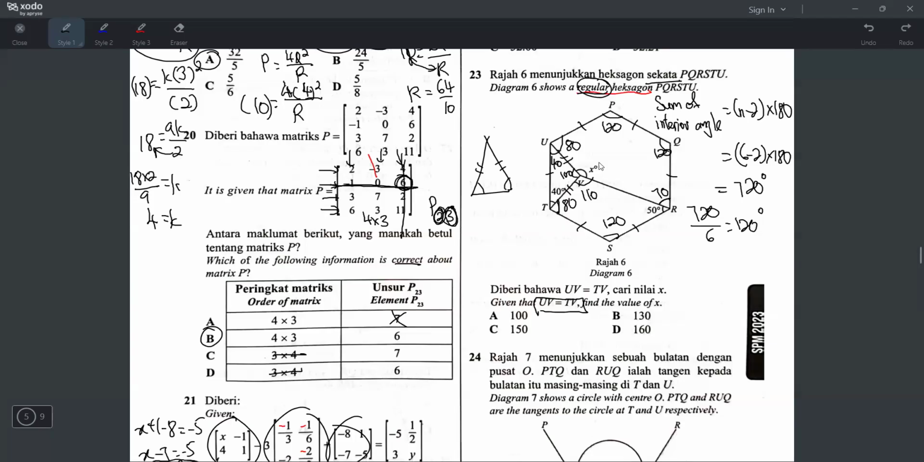And finally, you can find your X lah. So satu circle 360 kan. So 360 minus 100 minus 110, you dapat 150. Okay, you can use your calculator to help you. So the answer is C. Okay, sudah siap.